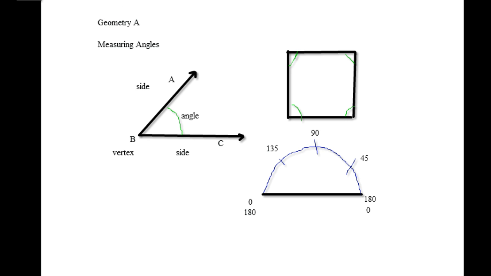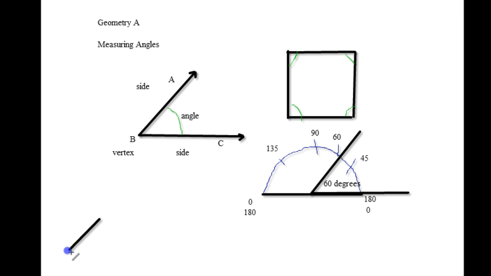What you would do is take your actual angle, put the center right underneath the 90, and then measure the angle, lining it up with the numbers on the edge. This one would be pretty close to about 60. So this angle measurement is what we would call 60 degrees. That's measuring them.